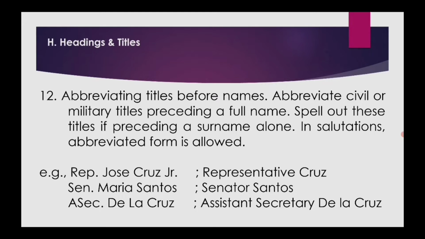Okay, so what's the difference? In the abbreviated title, we indicate the full name. But if we spell out the title, we could just use the surname only.